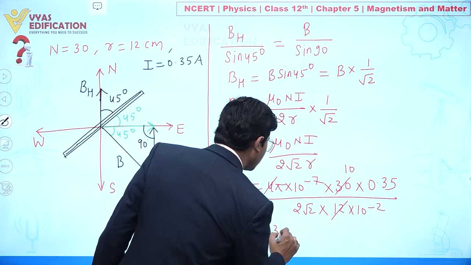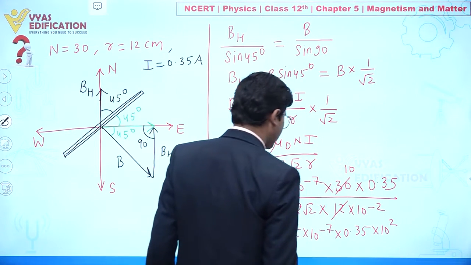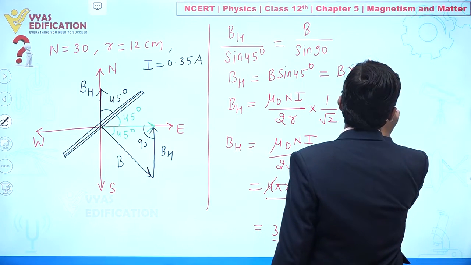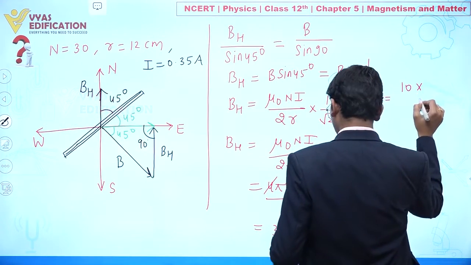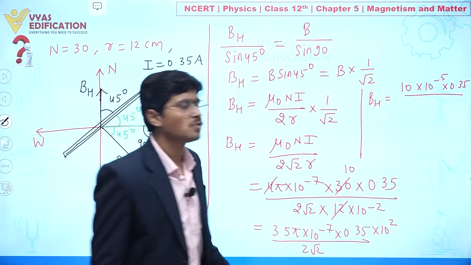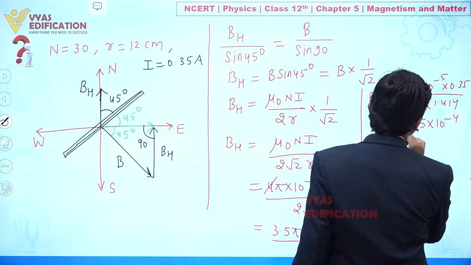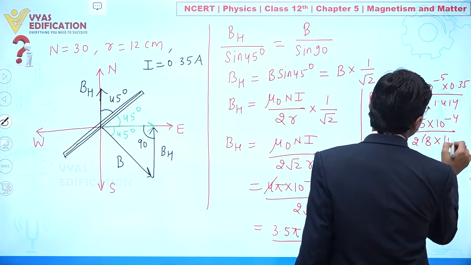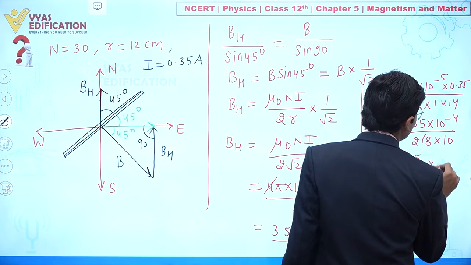So from here we can write 3.5 pi into 10 to the power minus 7 into 0.35, this is 10 to the power 2 divided by 2 root 2. Clear? So if I simplify it, I will find the value of BH. BH value is 3.5 pi. The value of pi we have is 3.14. Approximately I am taking this value as 10 multiply 10 to the power minus 5 into 0.35 divided by 2 root 2. We can say 2 multiply 1.414, clear? So 0.35 multiply 10 to the power minus 4 divided by 2.8, clear? 2.8. So from here we can divide this one and this one by 10. Clear? So from here, if you cancel out with 7, this is 5, and this one is 4 into 10 to the power minus 5.